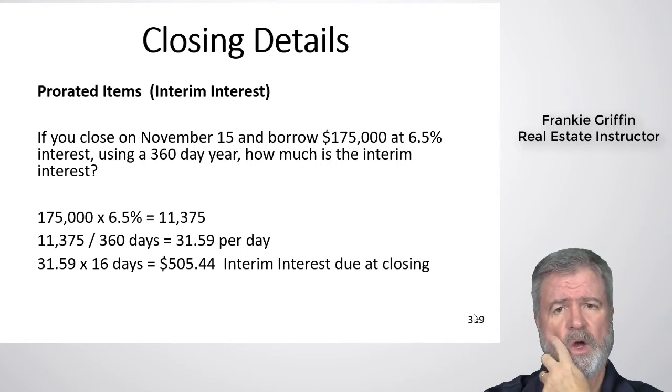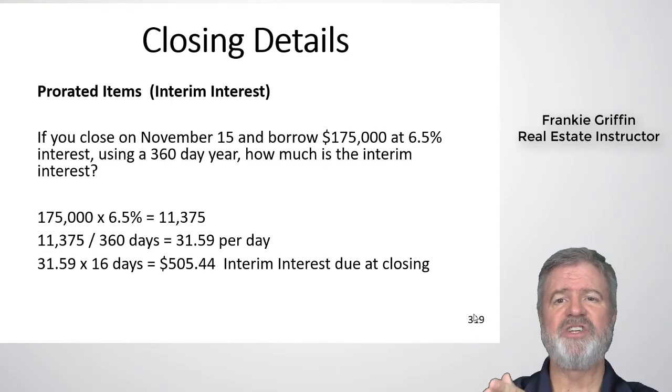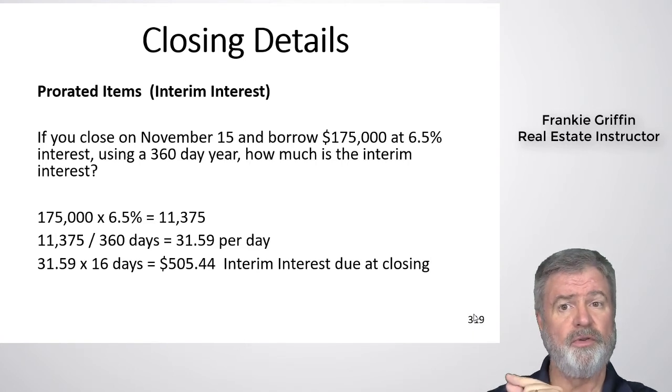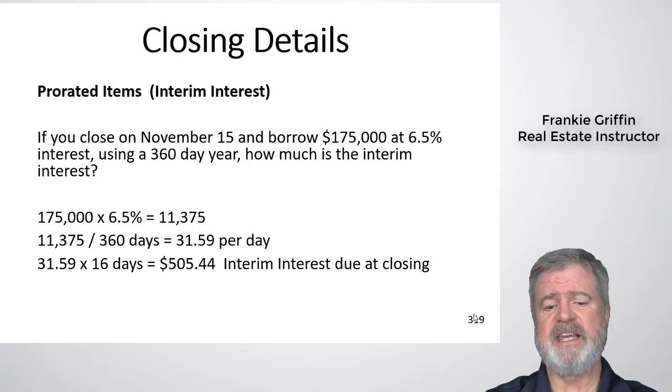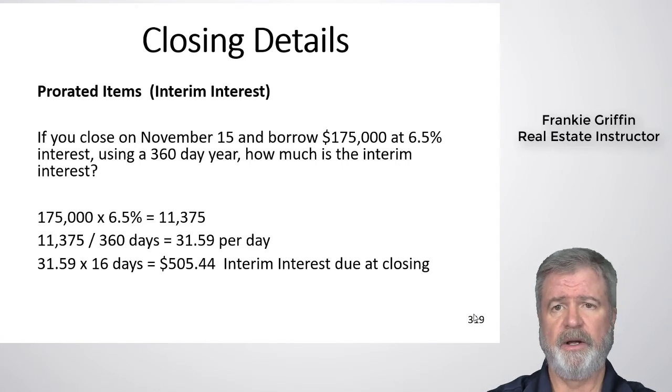Okay? Well, not a whole lot we can do with that, because what I need to know is how much is that interest per day. The whole year is not going to help. I need to know how much it is per day. Well, take the annual interest, $11,375, divided by the number of days in the year. Remember, we're using 360. Don't mess that up. So you divide that by 360, and that gives you $31.59 per day you own that property. That's what you're paying in interest, $31.59 per day.